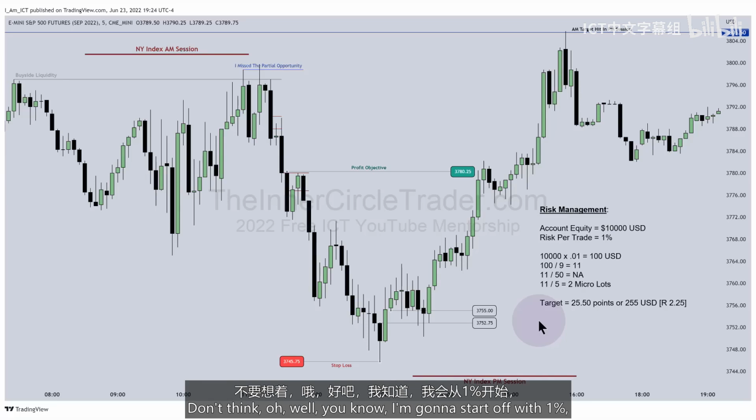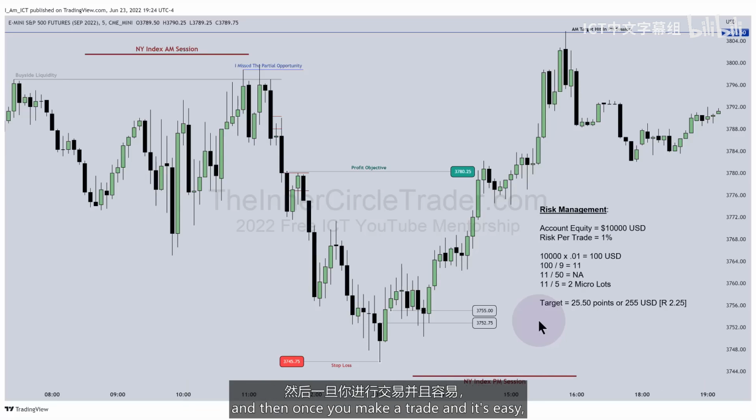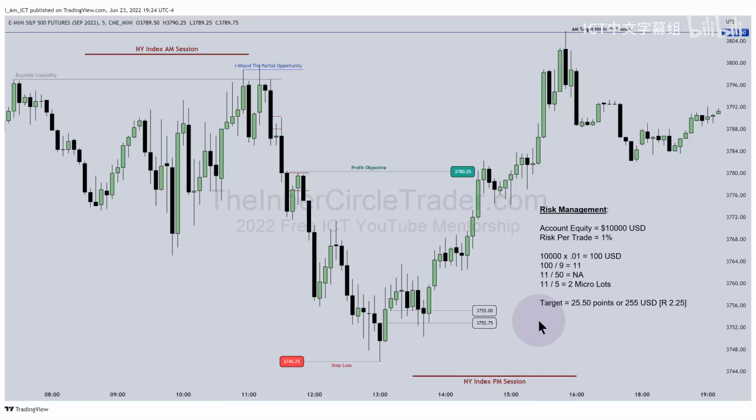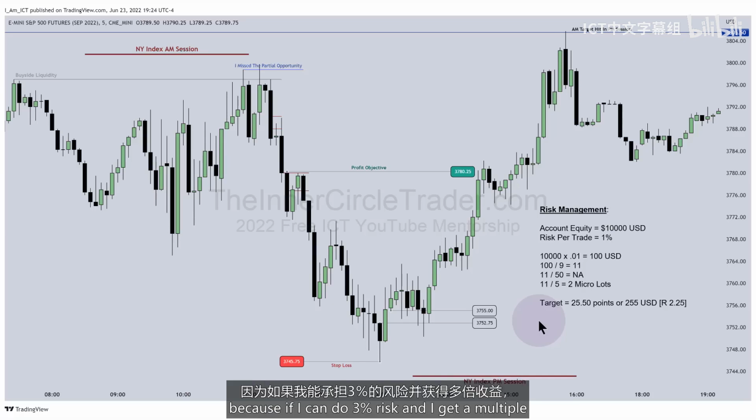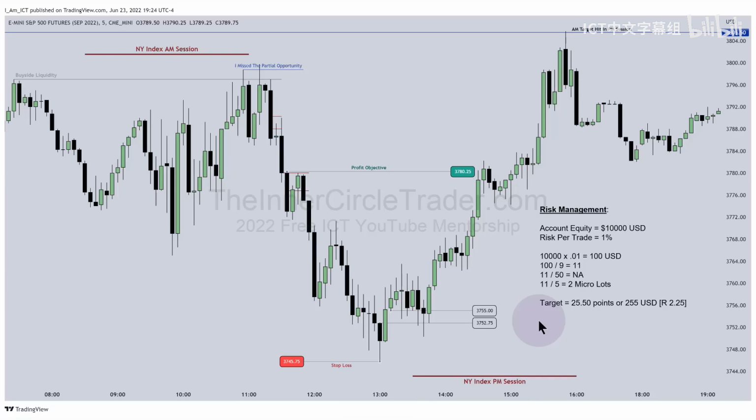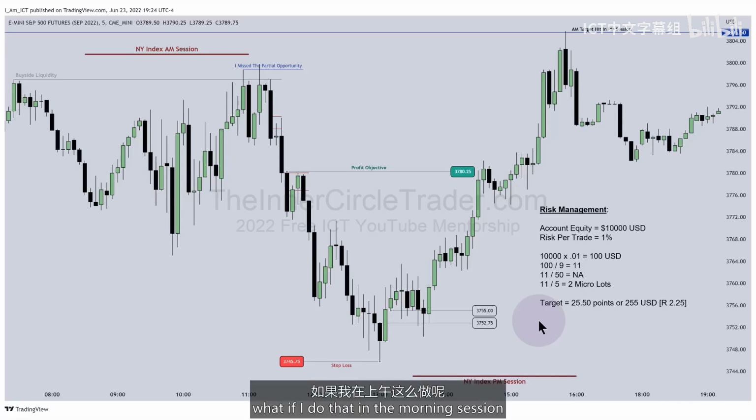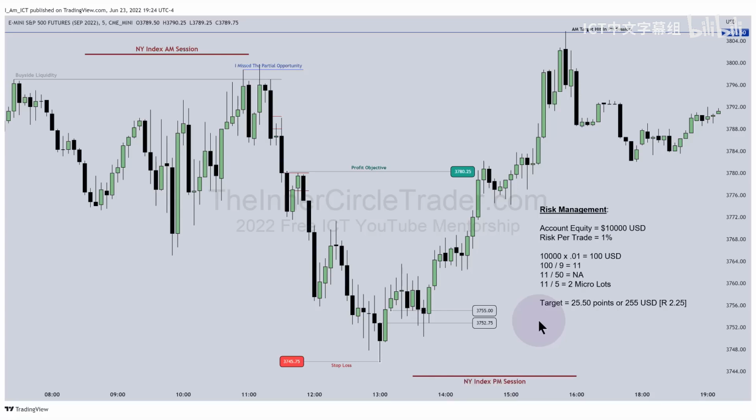Don't think, oh, well, I'm going to start off with 1%. And then once you make a trade and it's easy, think, well, I can do 3%. Because if I can do 3% risk and I get a multiple of 5R, I can make 15% on one trade. And what if I do that every day? Even better, what if I do that in the morning session and in the afternoon? And if I can do that, why not lose sleep and trade London too? Wow, that's 45% in one day. Good grief, I could probably quit my job next Sunday.